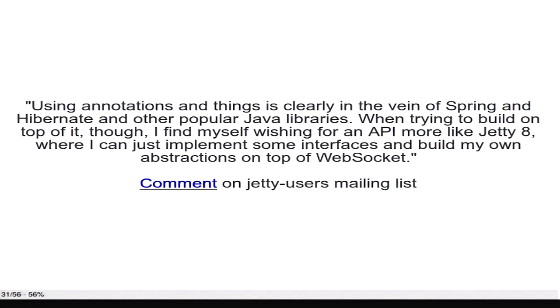And I actually came across one user's post on the Jetty mailing lists that I liked, and that kind of fits what I've been thinking about all of this. He basically says that using annotations and things is clearly in the vein of frameworks like Spring and Hibernate, but when trying to build on top of it, he finds himself wishing for an API more like Jetty 8, where he could just implement some interfaces and build his own abstractions on top of WebSocket. And of course, here he's talking about Jetty 8 versus Jetty 9, but Jetty 9 is very much built with JSR-356 in mind.